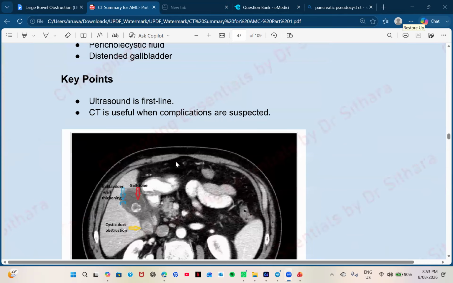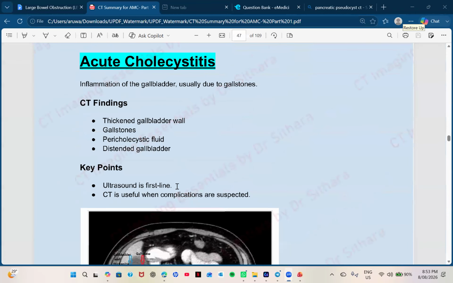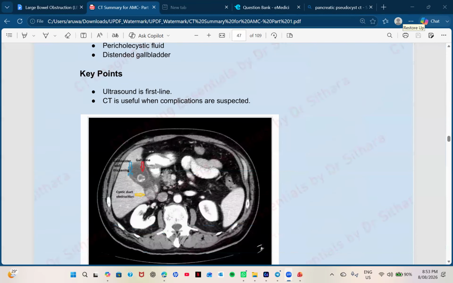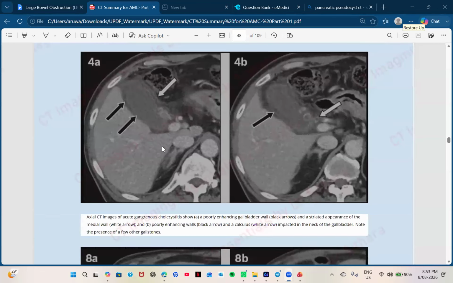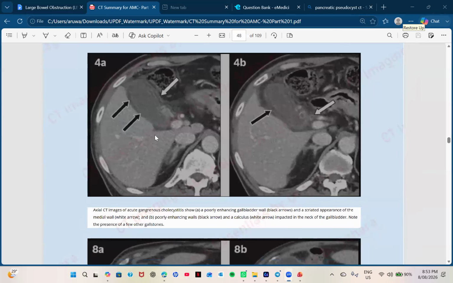So yeah, here remember the ultrasound is the first line. Okay, don't confuse. But keep in mind, because you all know where the gallbladder is. If the gallbladder wall is inflamed, you can see it like this. And here is another one.